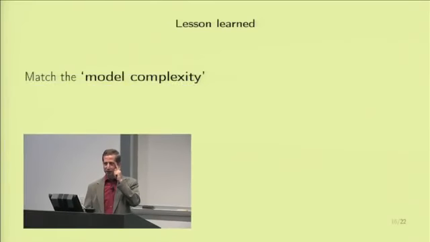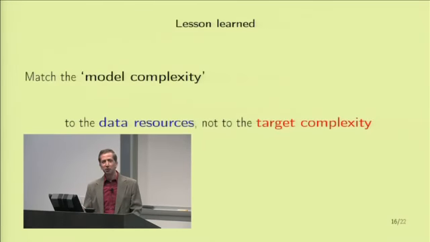I think we understand it well. Okay. So the lesson learned, if I want to articulate it, is that when you are in a learning situation, always remember you are matching the model complexity to the data resources you have, not to the target complexity. I don't know the target, and even if I knew the level of complexity it has, I don't have the resources to match it, because if I match it, I will have the target in my hypothesis set, but I will never arrive at it.